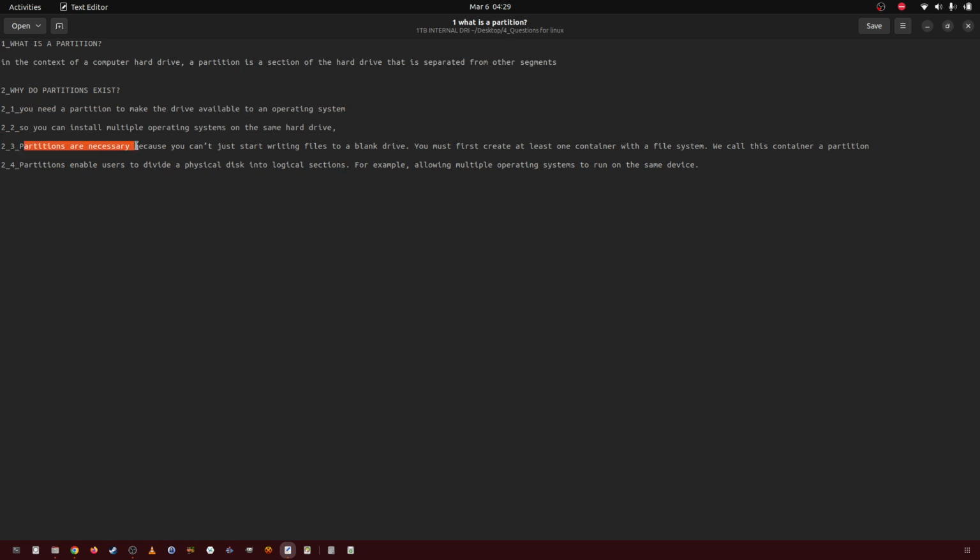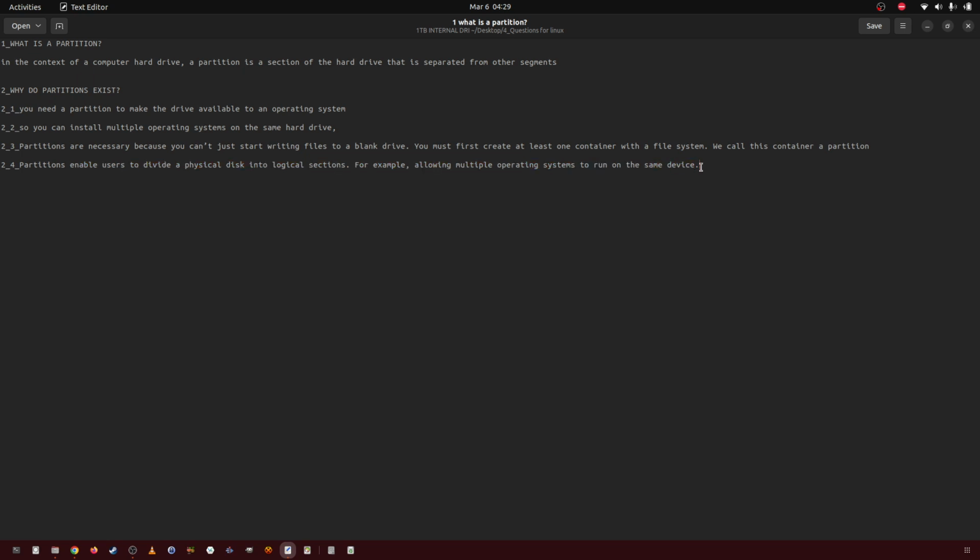Another reason is partitions are necessary because you can't just start writing files to a blank drive. You must first create at least one container. With a file system, we call that container a partition. Partitions enable users to divide a physical disk into logical sections, for example, allowing multiple operating systems to run on the same drive.